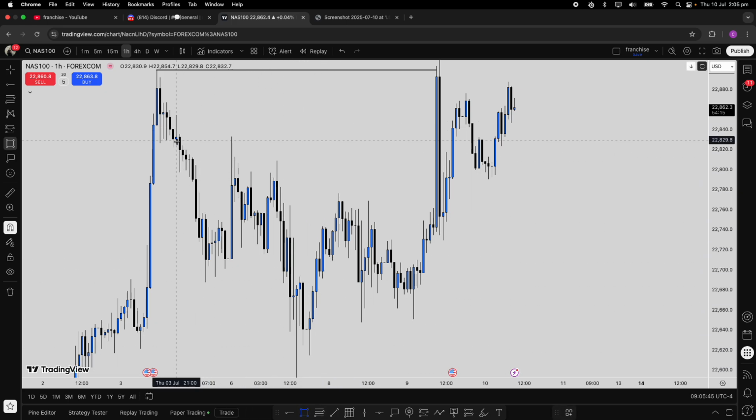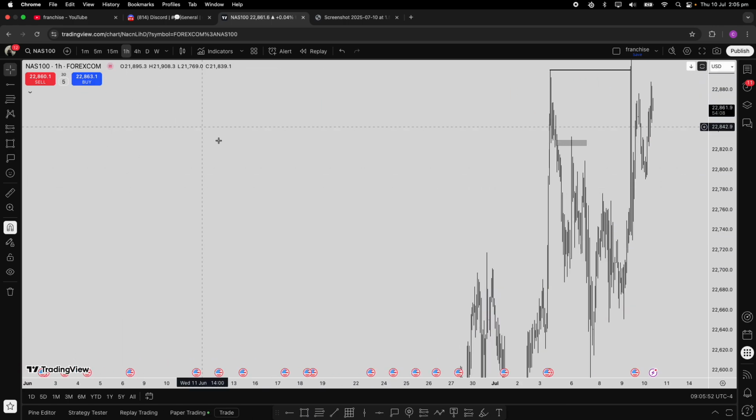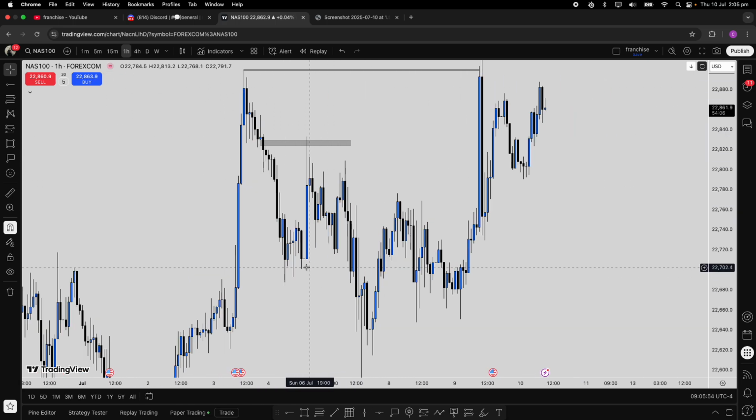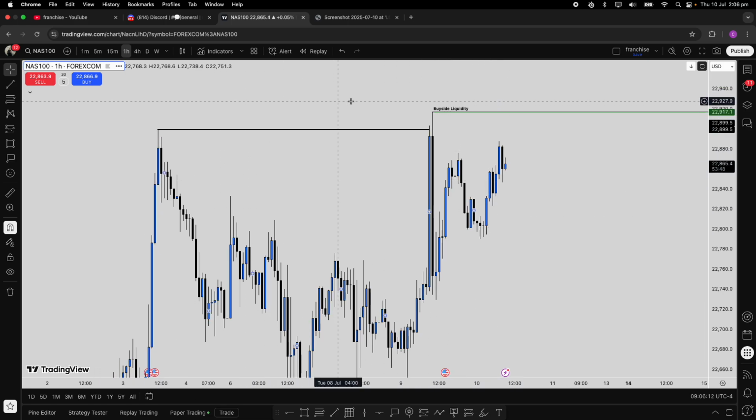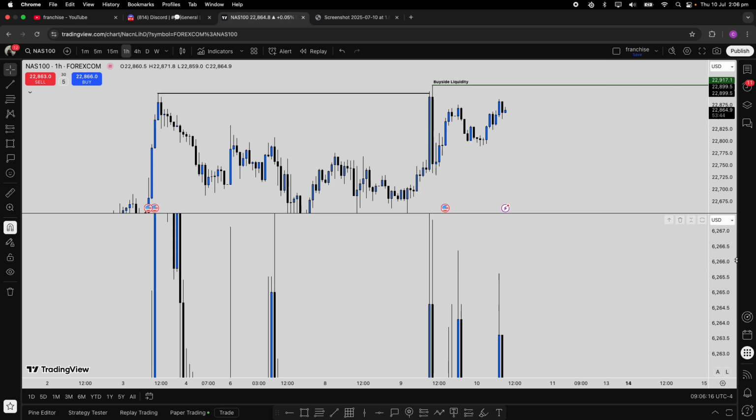As you can see, move down, took out all-time highs, move down, come up, return back to ERL. So hopefully, yeah, this is kind of making sense. But today's buy side's been taken from yesterday. This could be high of week.